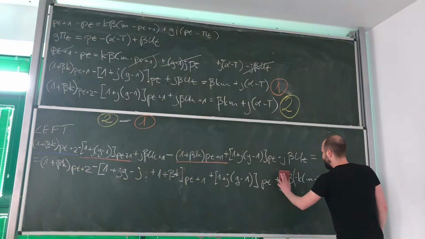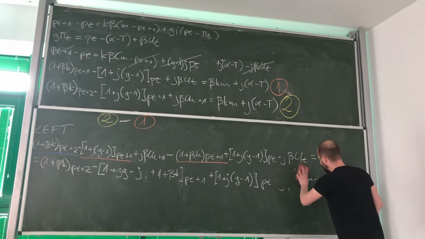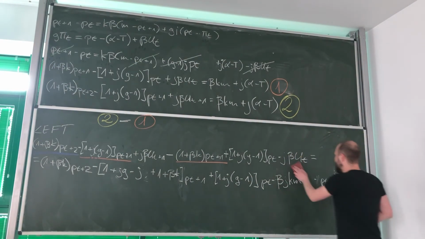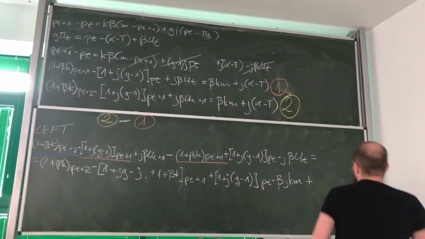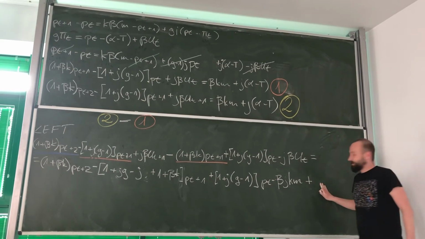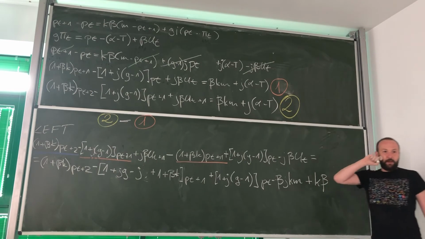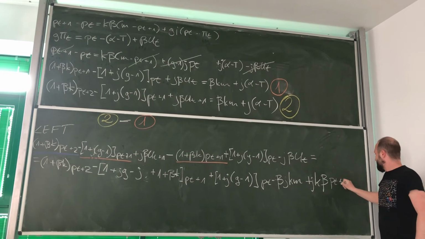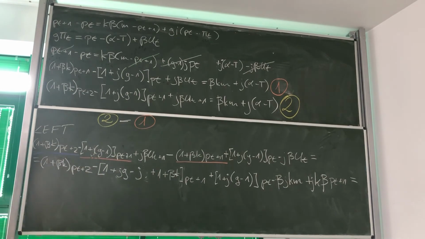So here we would have minus jk beta m. So minus beta jk m. And over here, we will have simply plus k beta jk beta pt plus 1. Okay, so what do we need to do next?